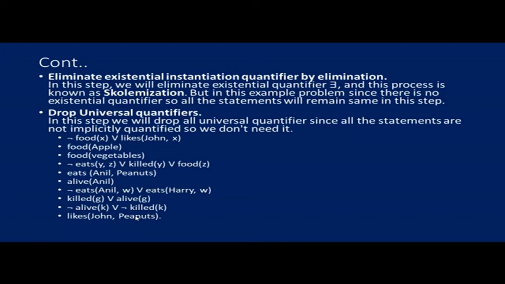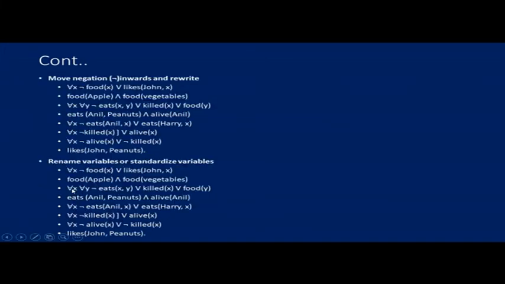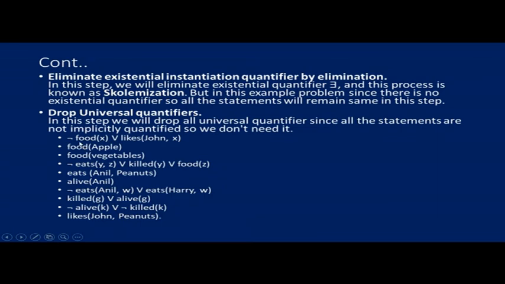The next, fifth step is drop universal quantifier, which means eliminate for all x, for all y. So here in this example we have say for all x for all y, all these things here, so we need to eliminate all these. So by eliminating all this we will get it in the form like this. Okay.